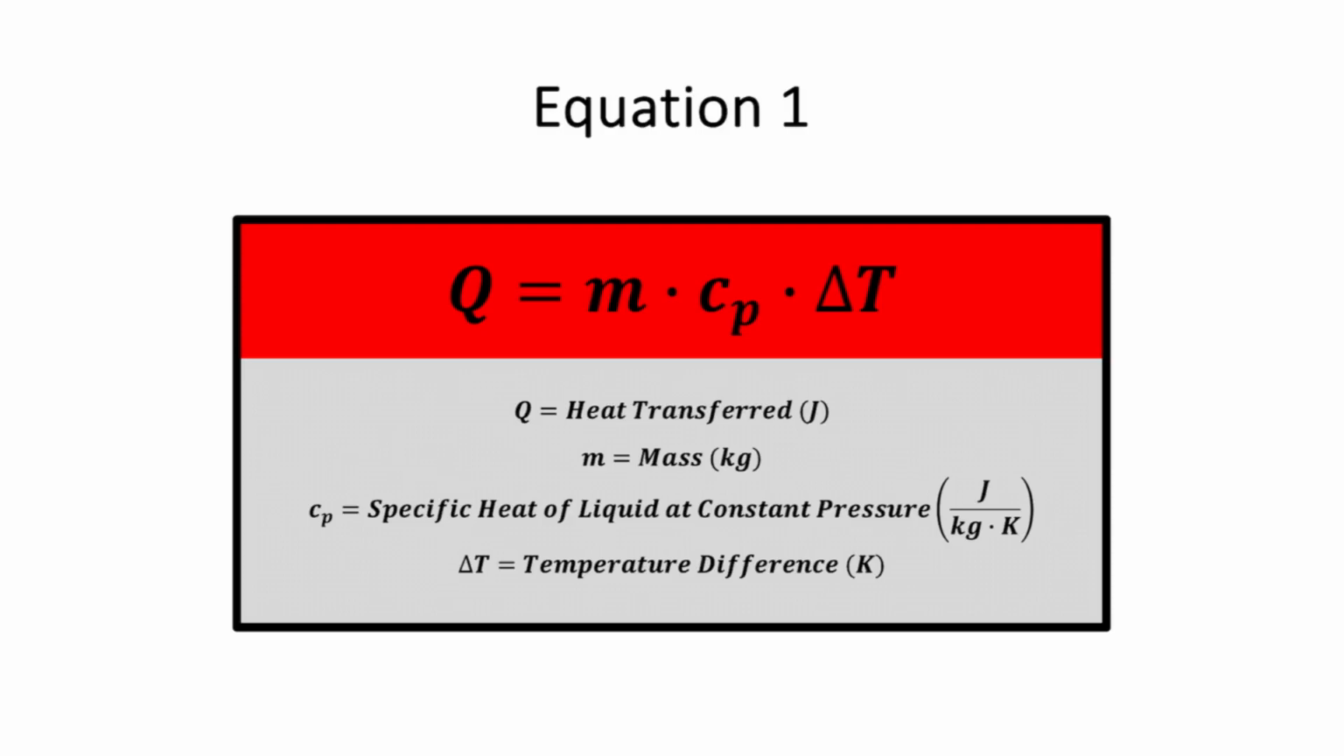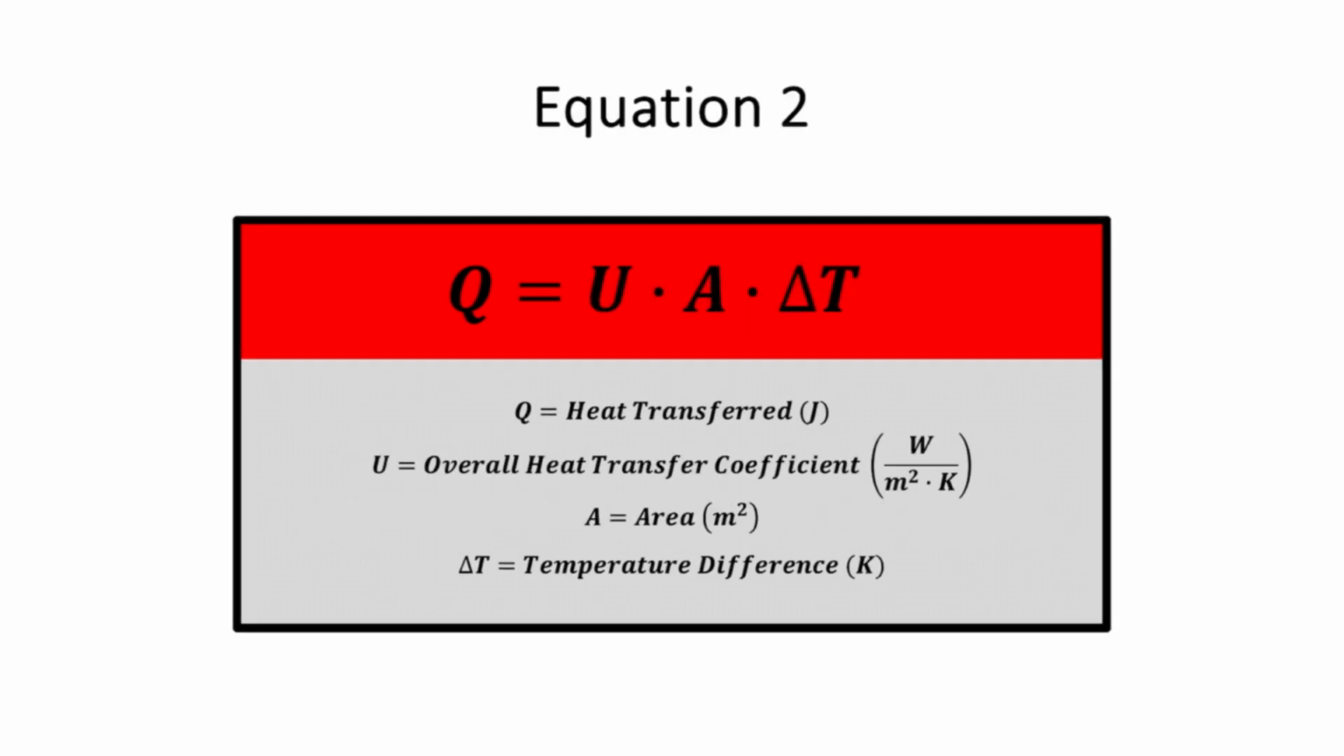To begin with, the first heat transfer equation we're going to look at is Q equals m Cp delta T. Q is the heat transferred in joules, m is the mass in kilograms, Cp is the specific heat capacity of the liquid at constant pressure measured in joules per kilogram Kelvin, and delta T is the temperature difference in Kelvin.